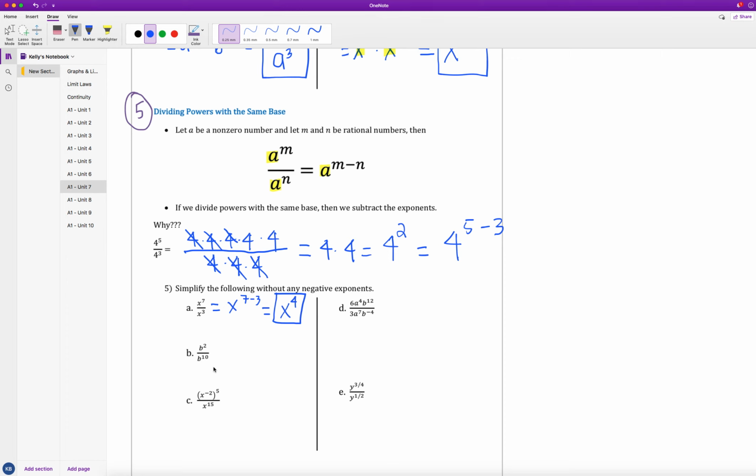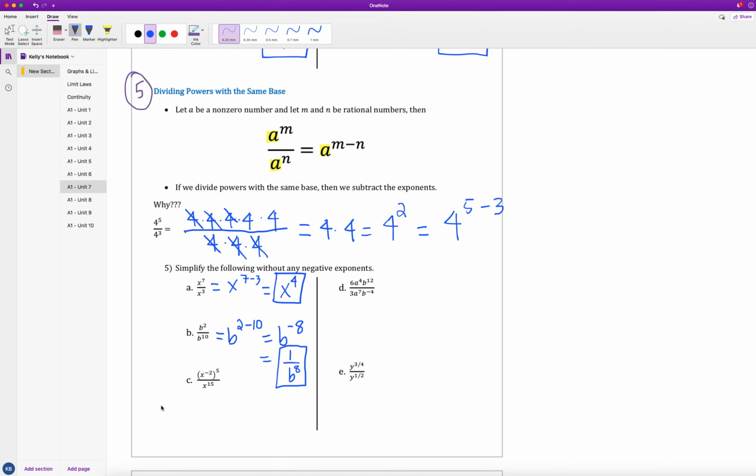Let's do the same thing with example B. In example B, it says b to the 2nd divided by b to the 10th. Again, I have to check and make sure those bases are the same. They're each base b, so we're good to go, and we can subtract these exponents. Remember, it's always the top exponent minus the bottom exponent. So I'll get 2 minus 10, which will give me b to the negative 8. Now in this case, I have to simplify this a little bit further so I don't have any negative exponents, but we know how to do that. We can flip this and make this 1 over b to the positive 8th power by using that second property we learned in the last video.